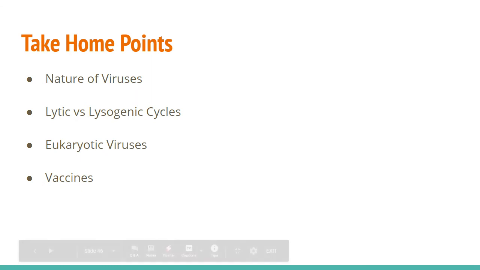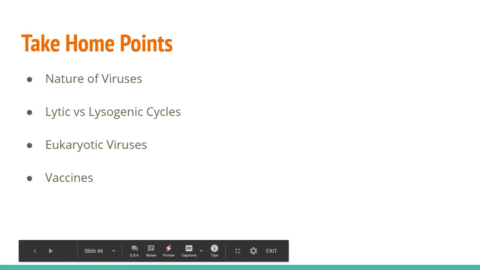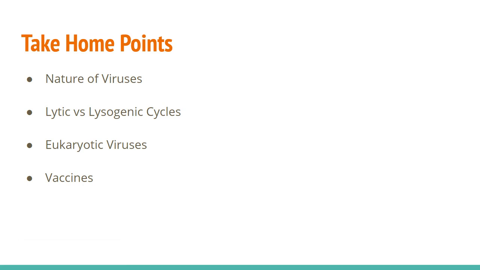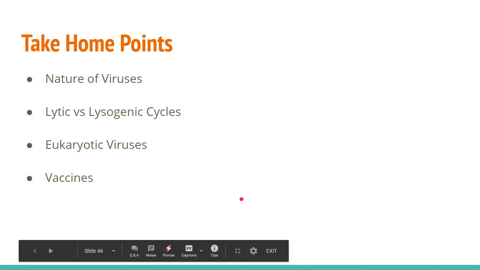And then you should have a general understanding of how vaccines work, that they use real viruses, either denatured or altered, to stimulate the immune system. So the immune system will then remember what that virus looks like, and when that virus does come along, the response to killing it will be quicker. So those are your big take-home points from viruses.